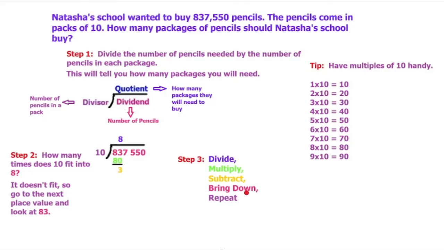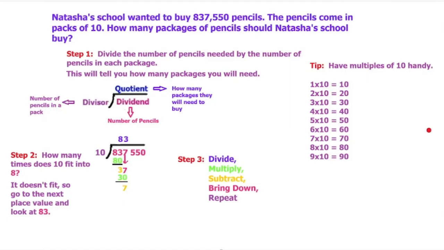So now we have to bring down. So we bring down the 7. And now we have to divide 10 into 37. So we repeat now, right? So divide 10 into 37. So that would be 3 times. 4 is too many. So now we multiply. 10 times 3 is 30, right? Now we subtract is the next step, right? 37 minus 30 is 7.